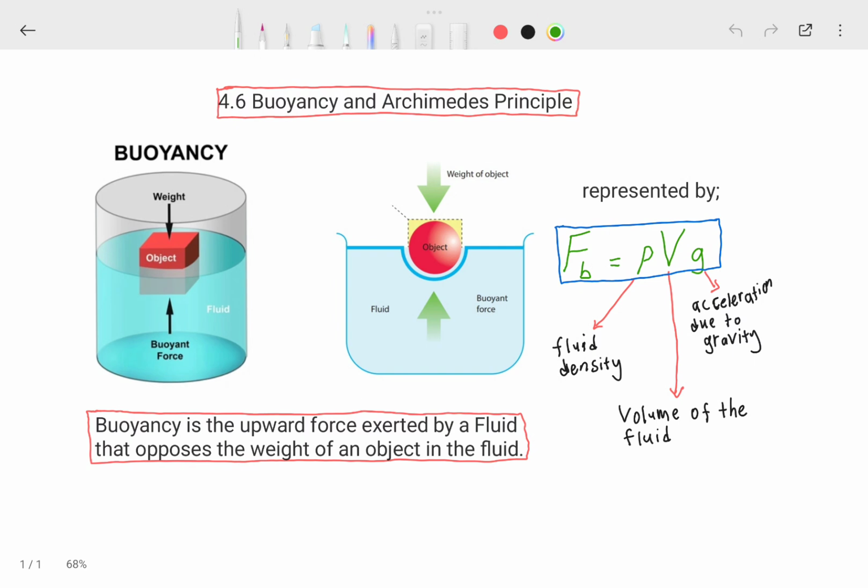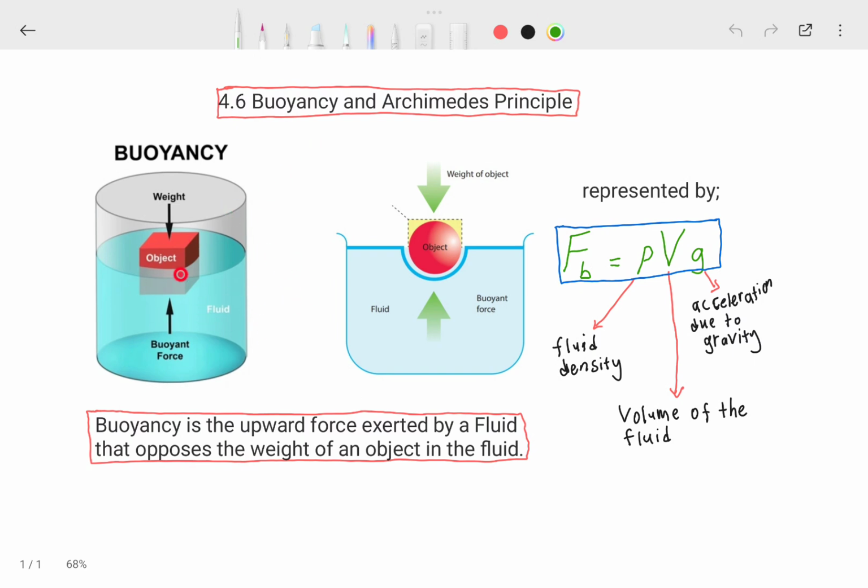Let's continue our lesson for the subtopic 4.6 Buoyancy and Archimedes Principle under Chapter 4 Fluid. Do you know what is the meaning of buoyancy? So let's look at this diagram.